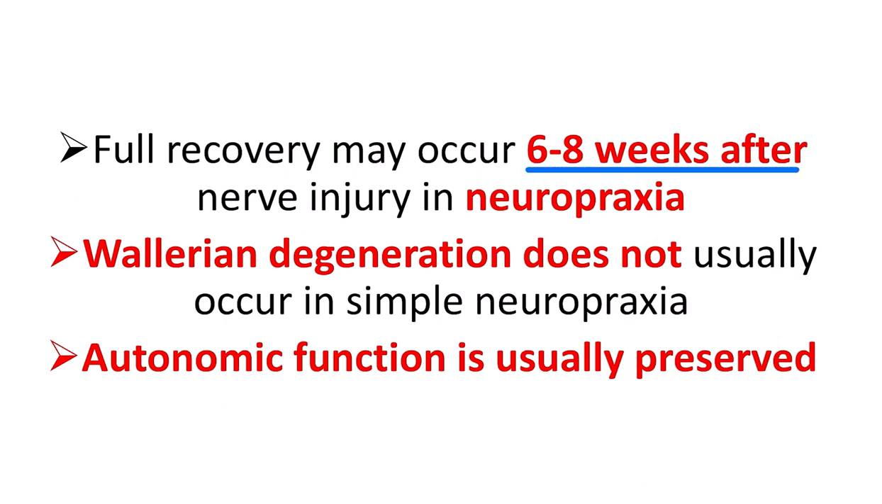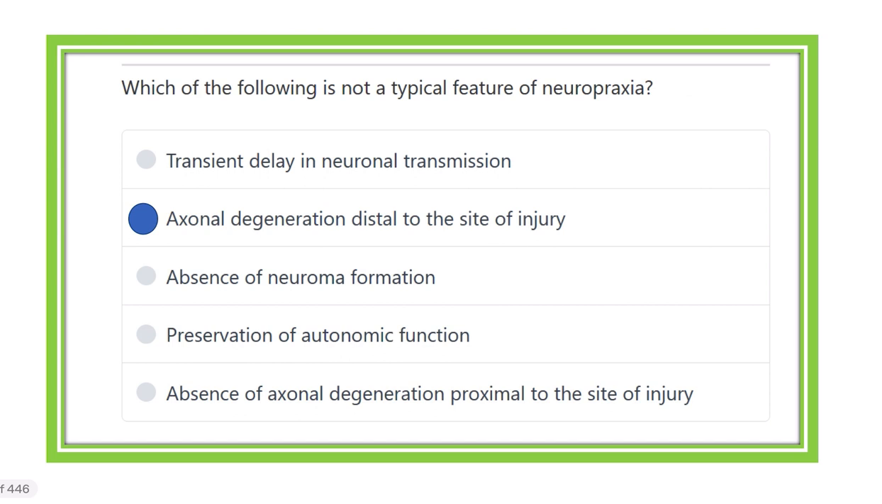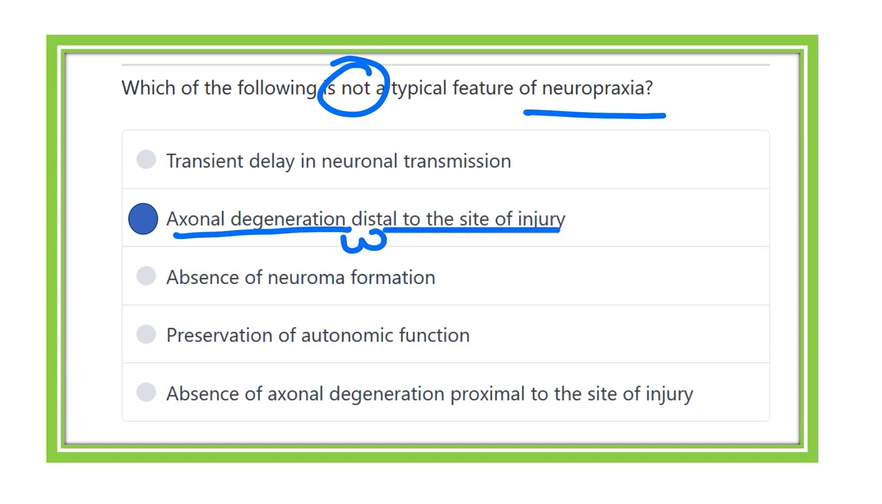Wallerian degeneration does not usually occur in simple neuropraxia. Autonomic function is usually present in neuropraxia. So which is not a feature of neuropraxia? It is the axonal degeneration distal to the site of the injury, which is known as Wallerian degeneration. Wallerian degeneration usually does not occur in neuropraxia.